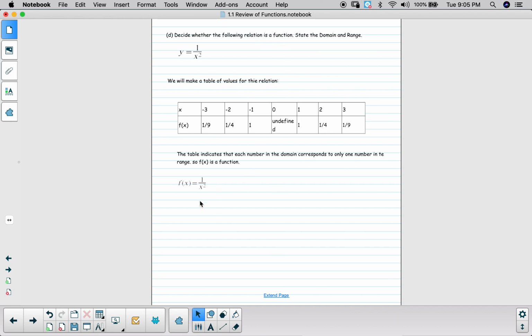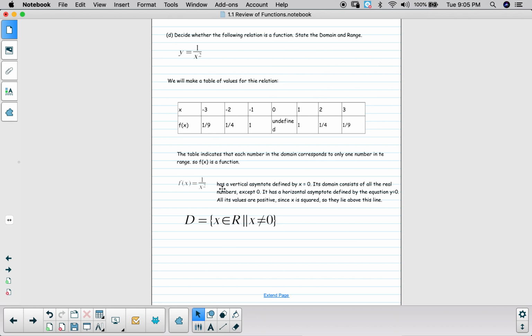And you have to also come up with the domain and the range. There is a vertical asymptote defined by x equals 0 because that's undefined. Its domain consists of all the real numbers except 0 because there's no meaning to assign a value of x of 0 to this function, since the y value is undefined. It has a horizontal asymptote defined by the equation y equals 0. All its values are positive since x is squared, so they all lie above this line.